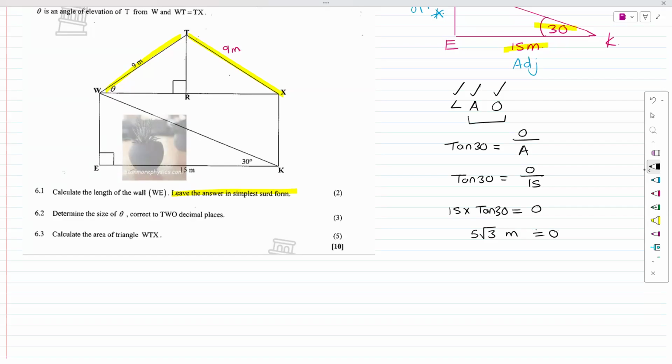Now, let's go with the next one. Let's go with Shade. So Shade, they want us to find theta. Theta doesn't seem too easy.